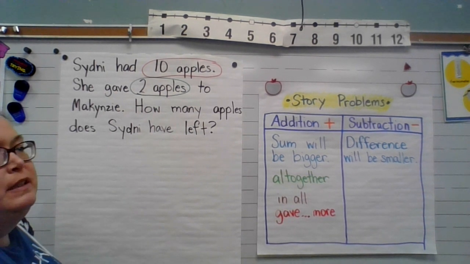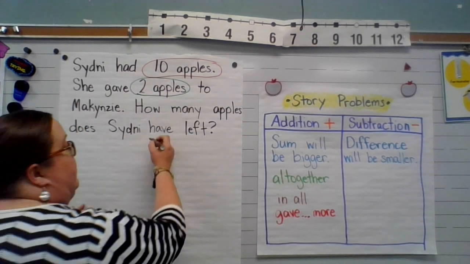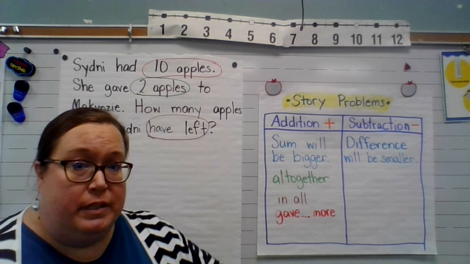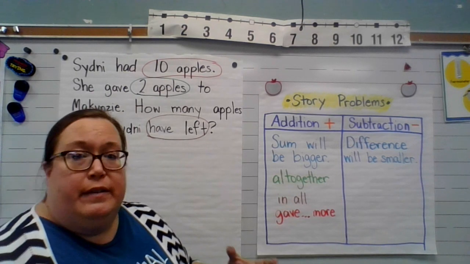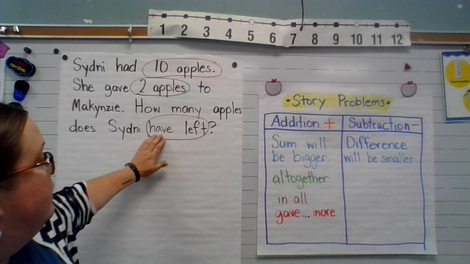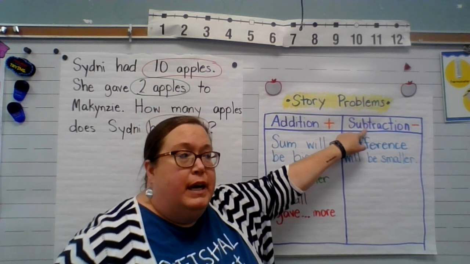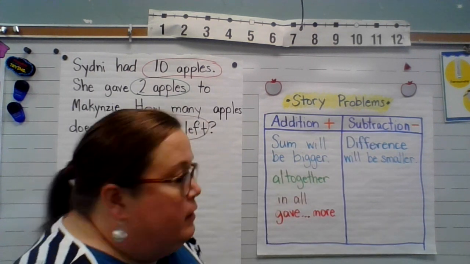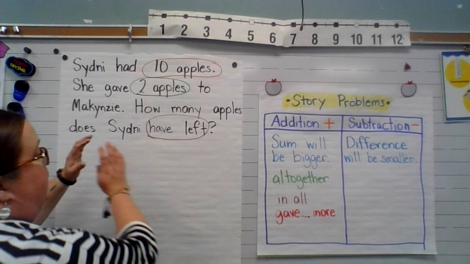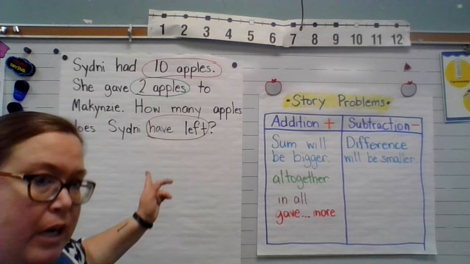Now, in that question, it asks, how many apples does Sydney have left? Have left are the important words in that question. Those words, have left, tell us that we're going to be subtracting, because those are the words that you use if you have something and you take some of that away. How many do you have left? We'll talk about that more in just a minute.